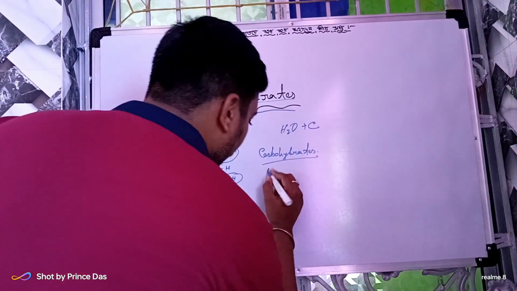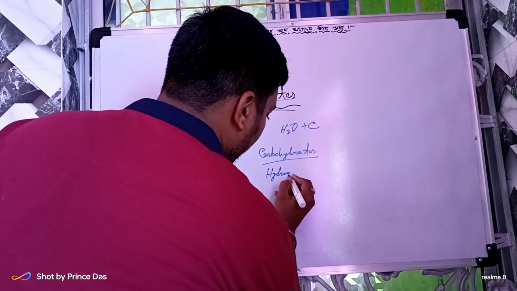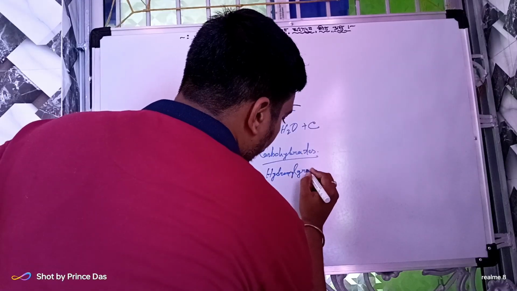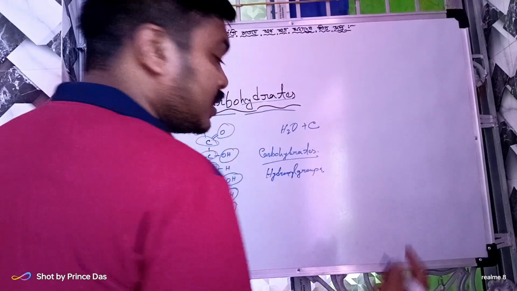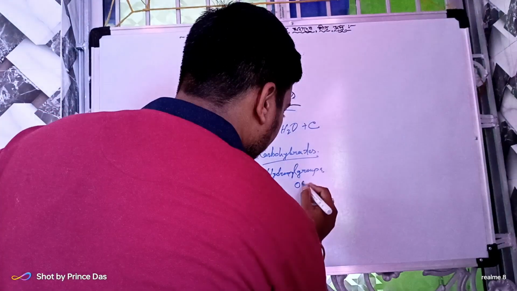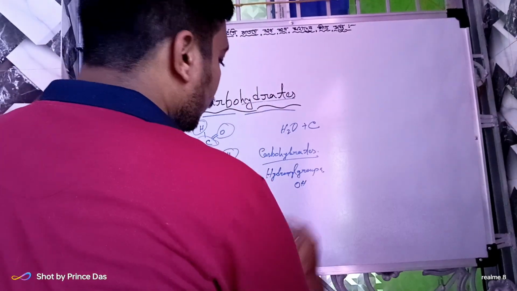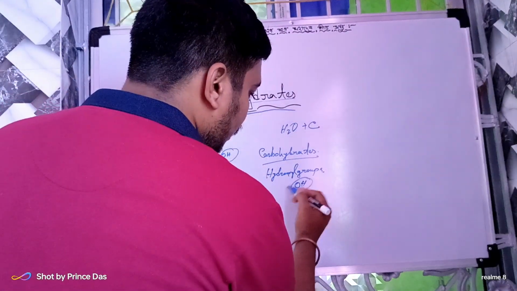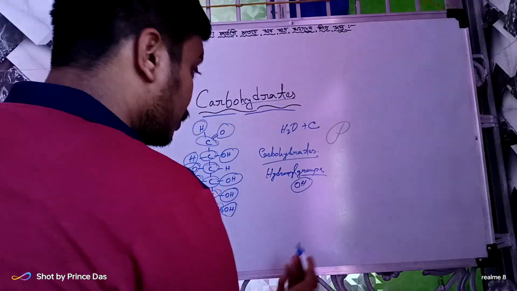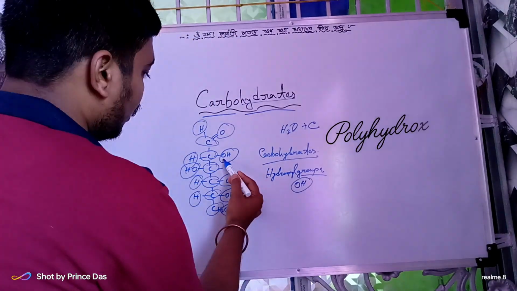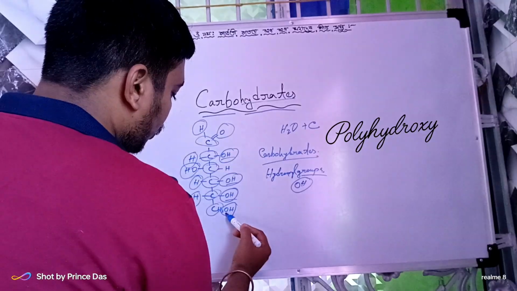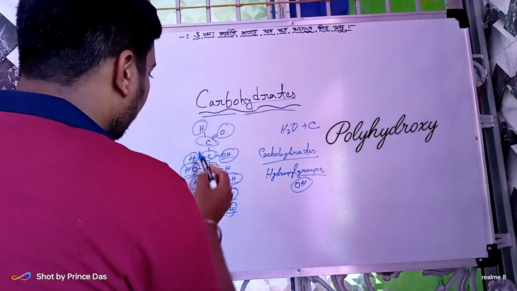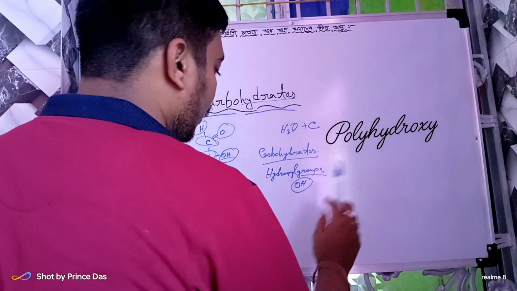Hydrates means hydroxyl group. So what is a hydroxyl group? It is OH. Why are we calling it groups? Because hydroxyl means OH, and groups means groups of hydroxyl. You can see OH, OH, OH, OH, OH. These are called hydroxyl groups.